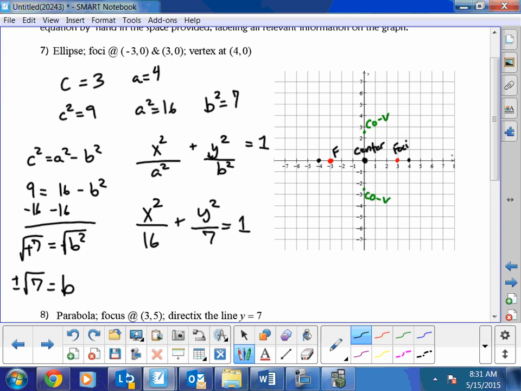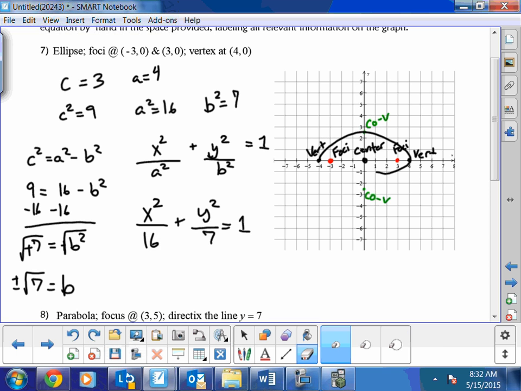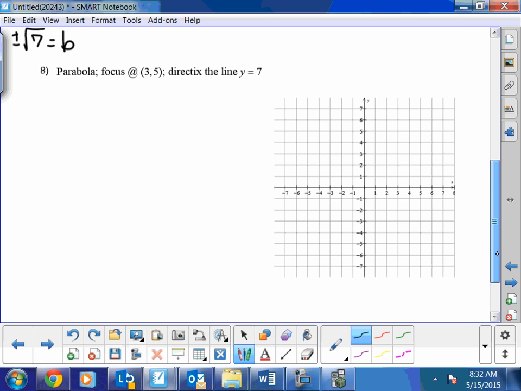Foci, vertex, vertex, and then just draw your ellipse. Ooh, hold on, I didn't like that. I started losing my path right after I hit that other vertex. Let's go back and fix that and make sure I hit that co-vertex, and there you go. There's my ellipse.